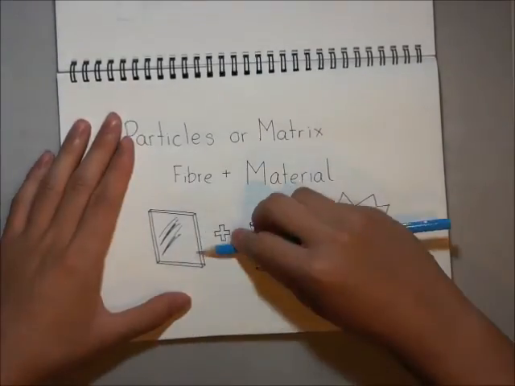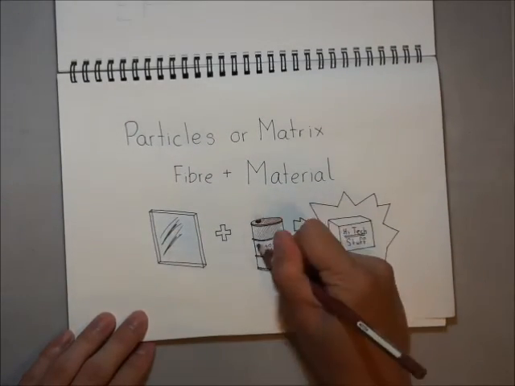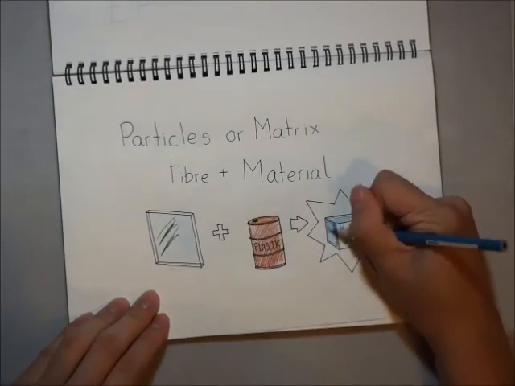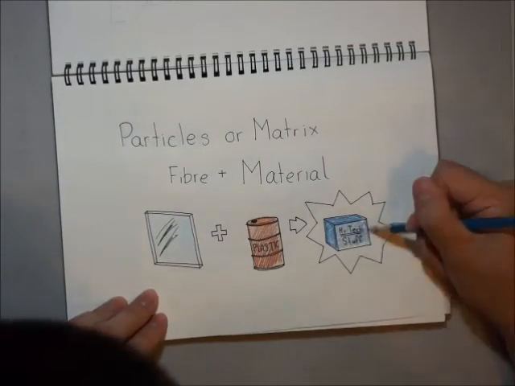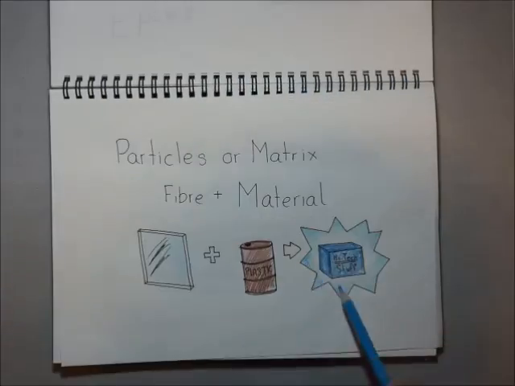Last is particles or matrix. This is when a material comes in a fiber form and is tightly bounded into another material. This is called a matrix. An example of this is fiberglass, where glass is mixed into plastic to create fiberglass.